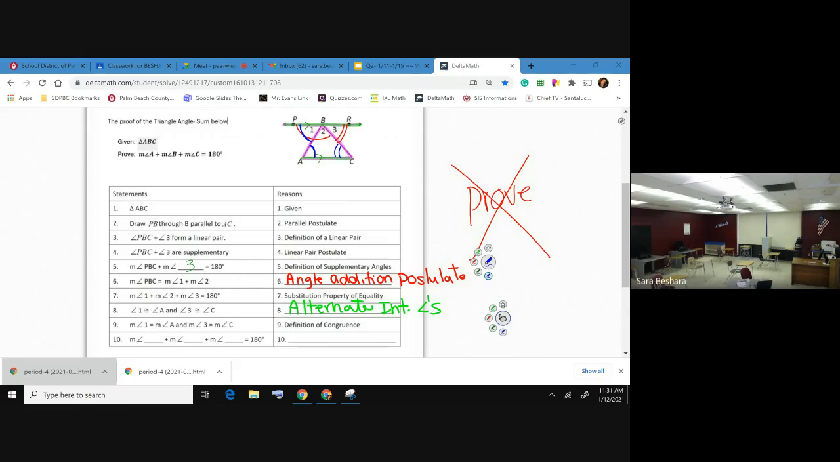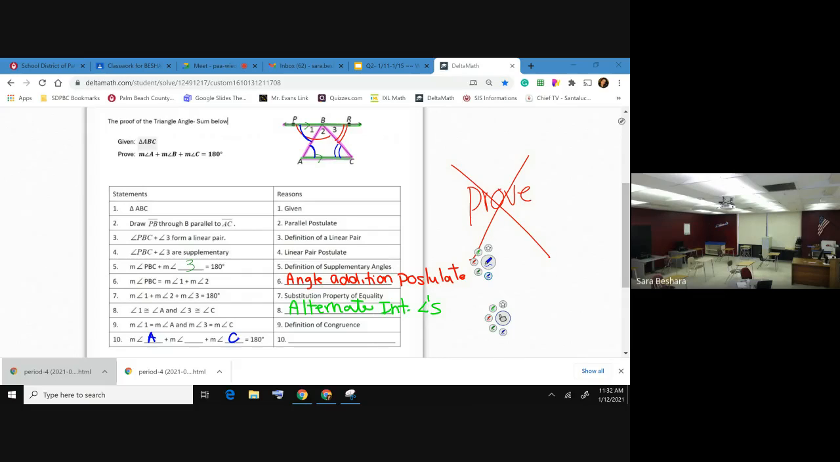1 and A are congruent. So can I take away 1 and replace it with A? That's right. Can I take away 3 and replace it with C? Yes. Now, B remains the same because 2 and B are the same.